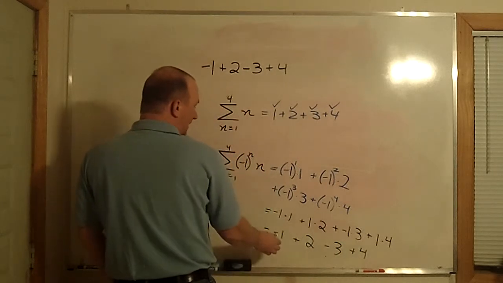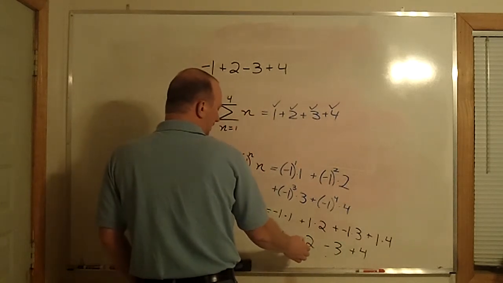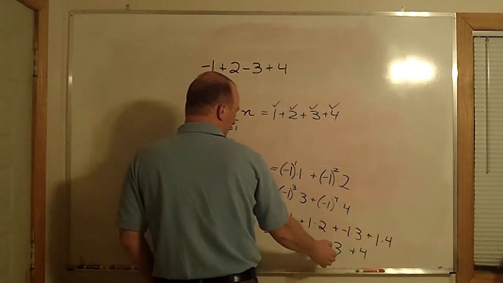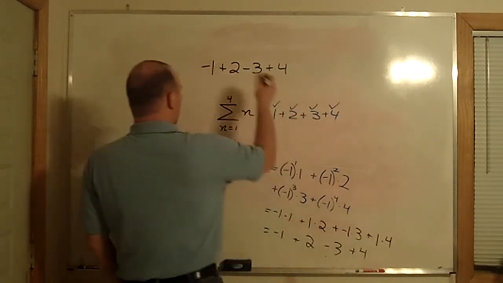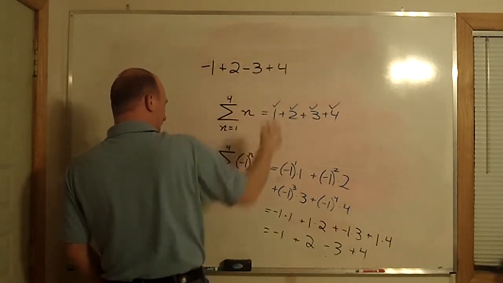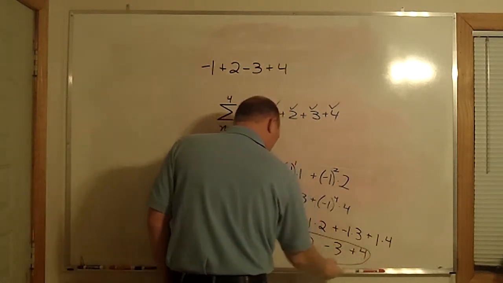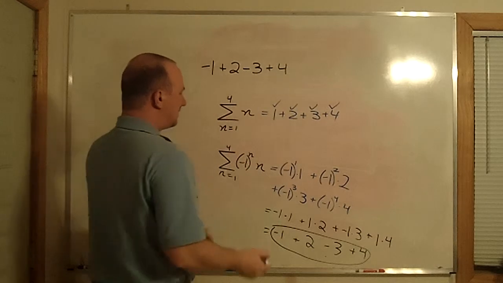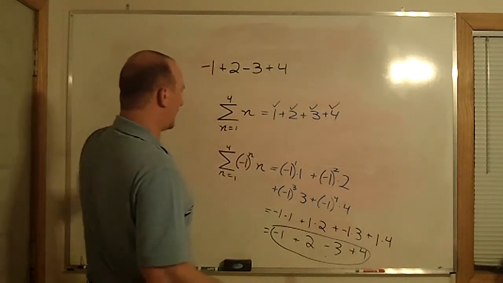So see what you get? Negative 1 plus 2 minus 3 plus 4. Negative 1 or minus 1 plus 2 minus 3 plus 4. It works. It gives you the series of numbers that we had in the very beginning.